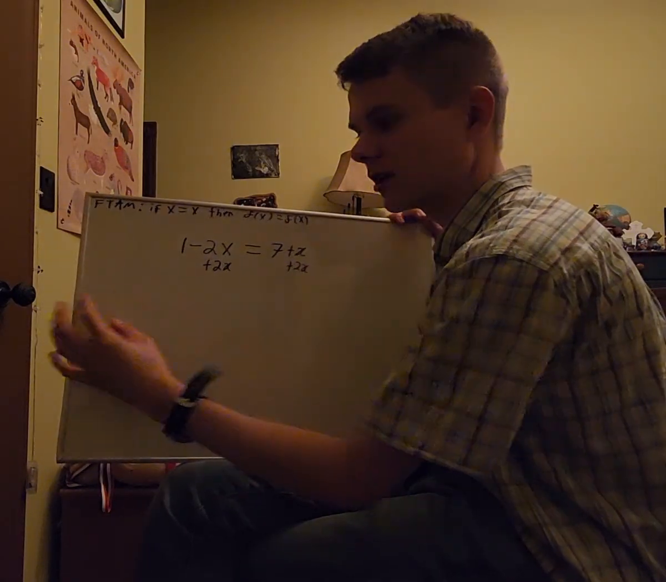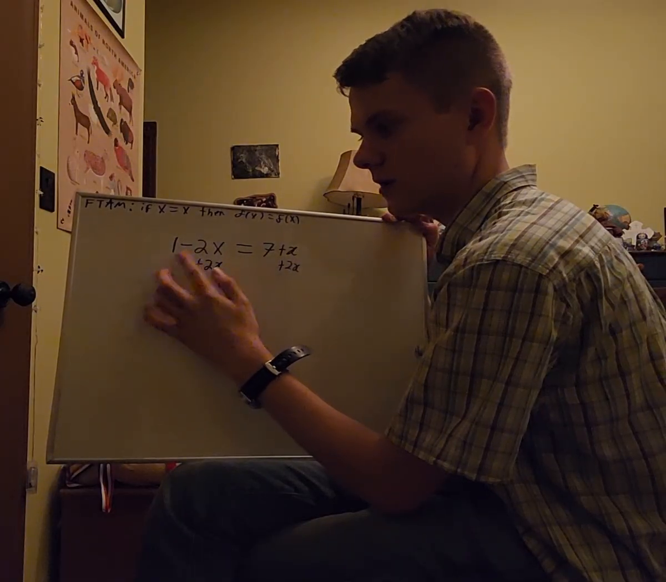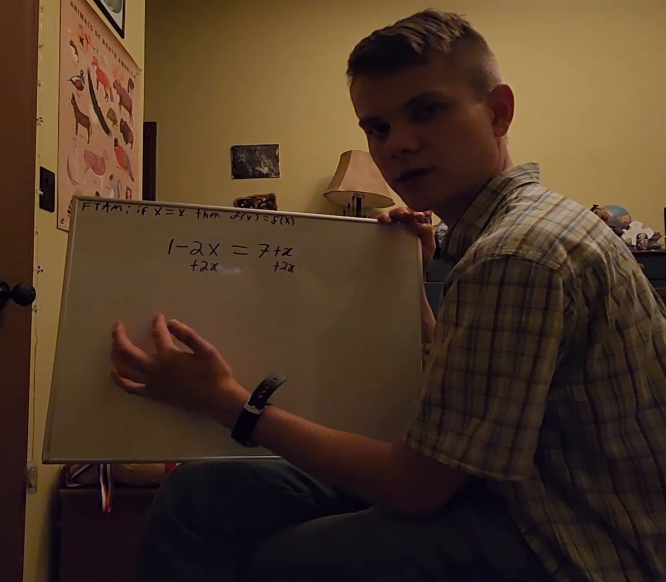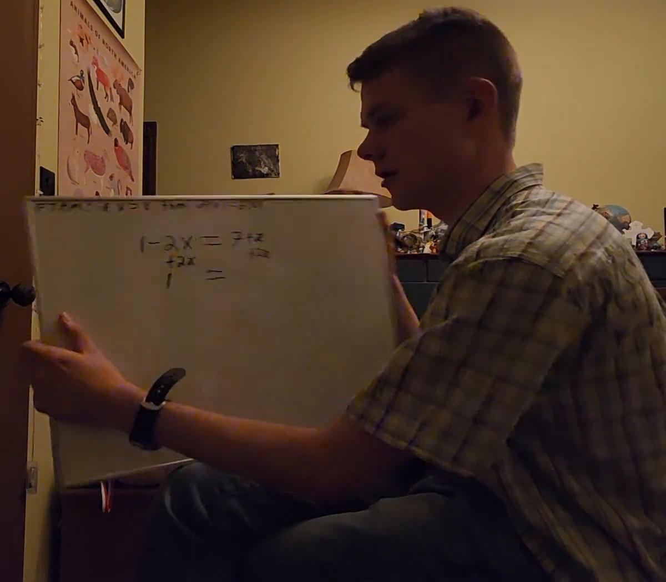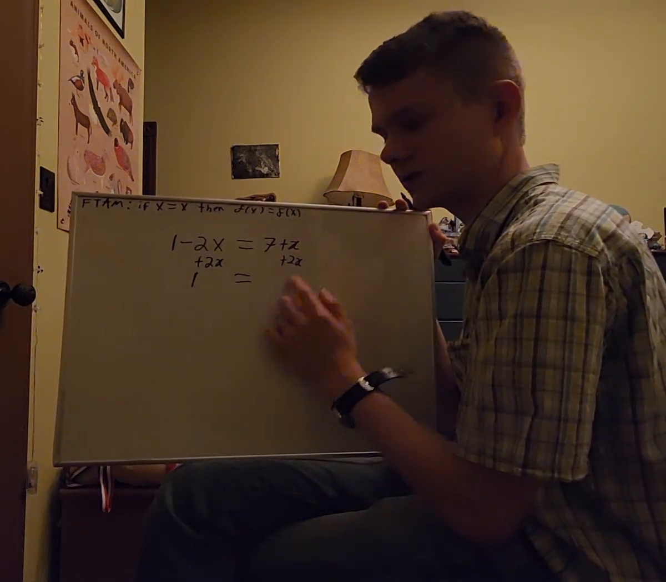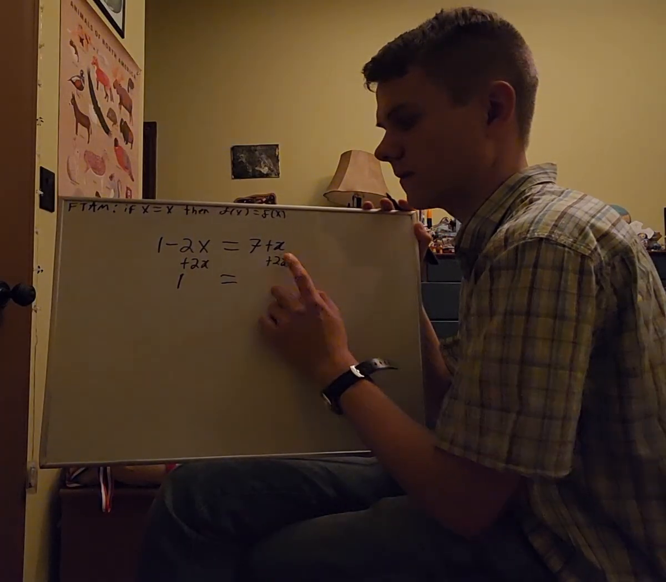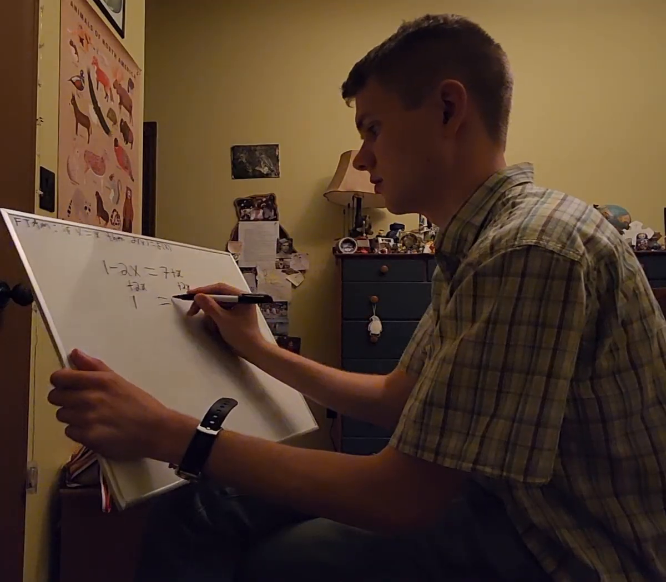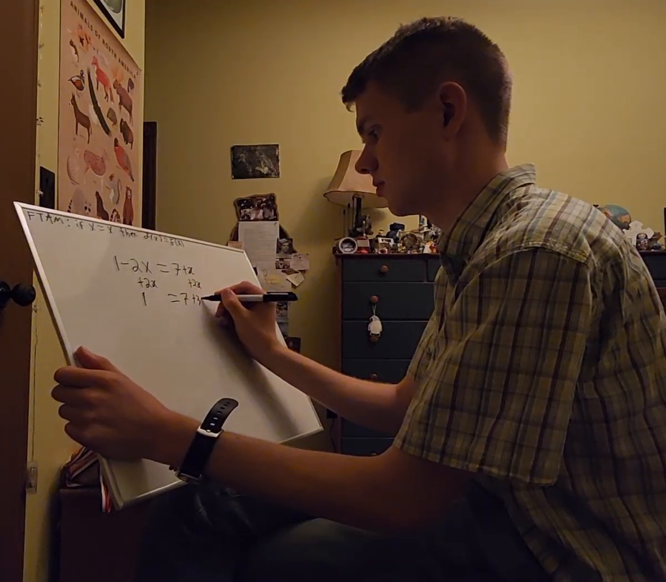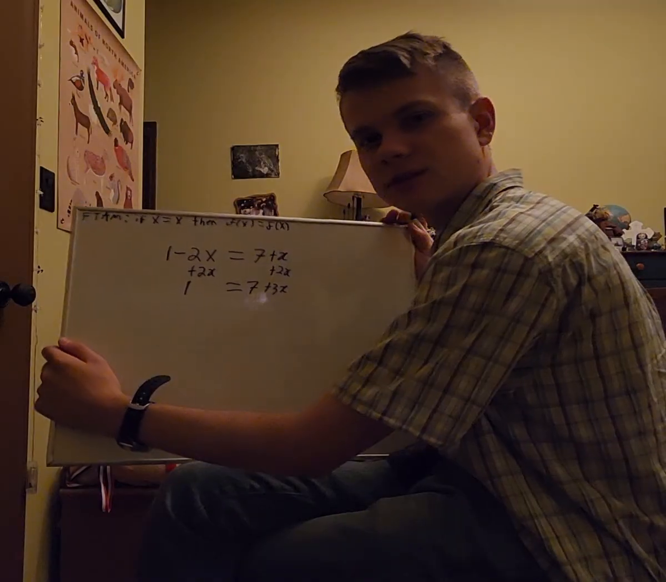Okay, now let's evaluate it. Let's look at the left-hand side. 1 minus 2x plus 2x is just 1. Now on the other side, we've got 7 plus x plus 2x. Okay, x plus 2x is 3x, so we've got 7 plus 3x. So 1 equals 7 plus 3x.